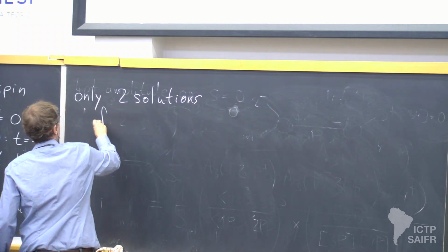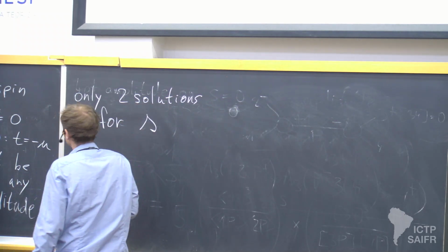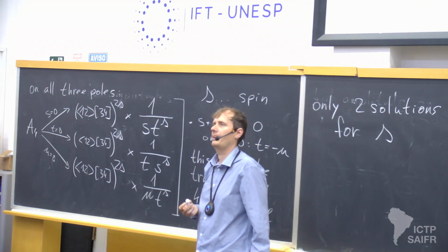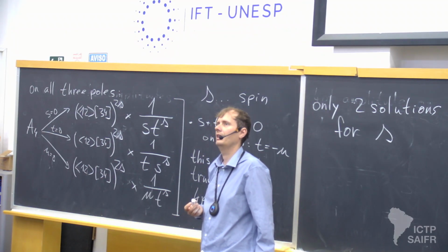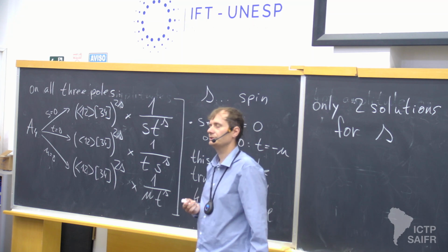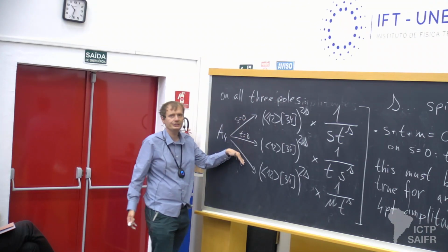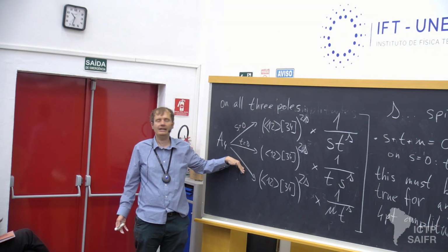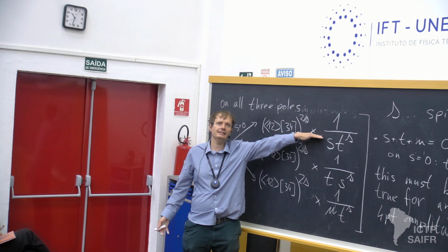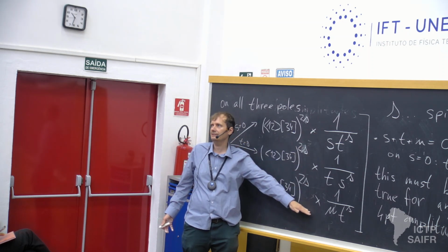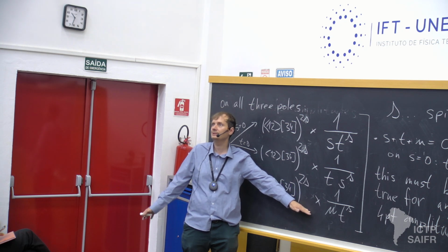Yes? Can you repeat why you are saying that you demand that your solution is the first line for whatever s? So, okay, our 4-point amplitude must satisfy all three statements. On the S-pole, it must behave like this. On the T-pole, it must behave like this. On the U-pole, it must behave like that. It's not optional. This must be that.